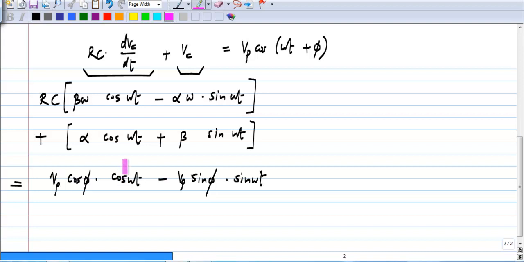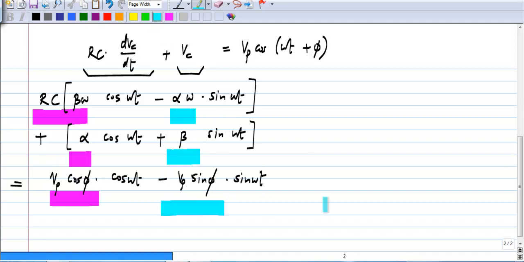Now, you have cos omega t and sin omega t on the right hand side as well as the left hand side. So the cos omega t has to be balanced by cos omega t. Similarly, sin omega t has to be balanced by sin omega t. So we have two equations. This plus that gives you that one. And this plus that gives you that one. Okay.